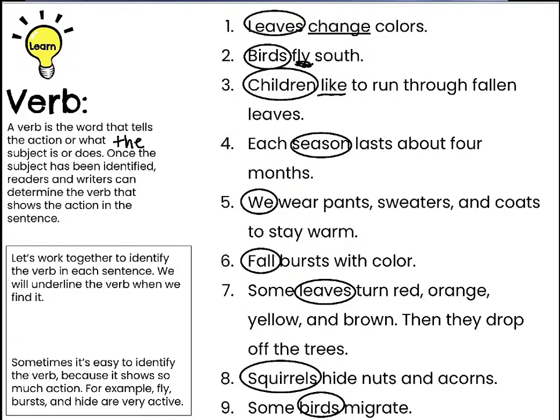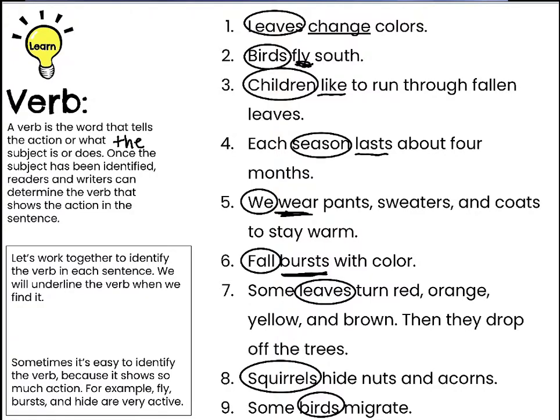Number 4, each season lasts about 4 months. What do the seasons do? They last. Number 5, we wear pants, sweaters, and coats to stay warm. What do we do? We wear pants, sweaters, and coats. It's an action. Number 6, fall bursts with color. What does fall do? Bursts. That is the action.